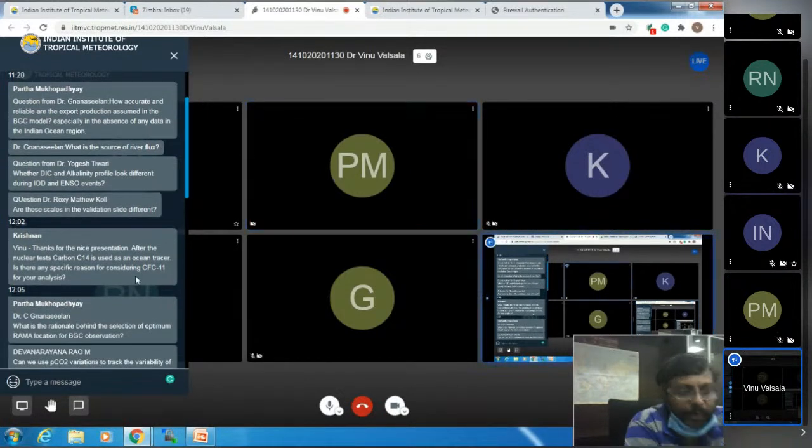Okay. So Roxy has asked, are these scales in the validation slide different? No, in the validation slide, we did not use any different scale. We can share our manuscript. We used the same scale only. Maybe in the CO2 of the neural network and our model they are different, because as I mentioned, our model is exaggerated by 50%. That I already mentioned. But the variability pattern is exactly the same.